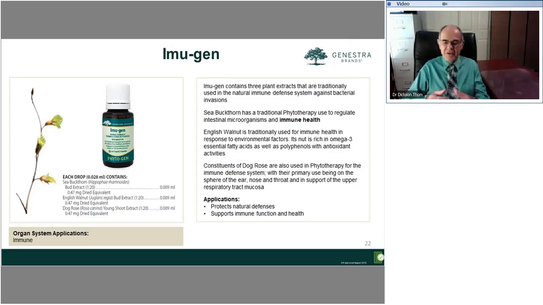And people say, well, what's the best remedy if it's bacteria? This is the best remedy, Imugen, because of the sea buckthorn. We know walnut has been used historically for any type of gastrointestinal distress. We think of it with the omega-3, but we also think of it with parasites, or some type of dysbiosis that occurs within the gut, which can be affecting our immune health. And then dog rose has a specific aspect, either from an allergy perspective, so from an EENT area, from the collarbone up, it can be a factor.